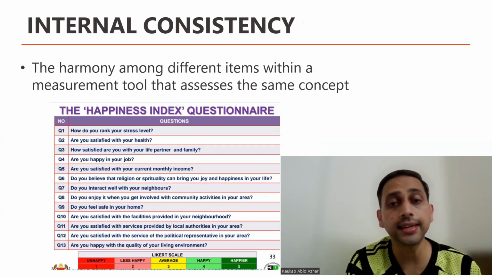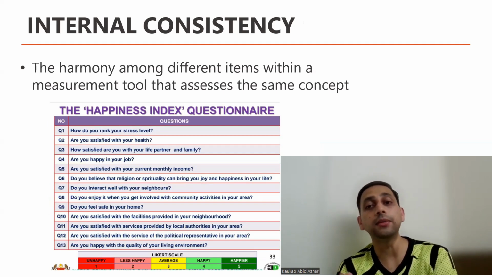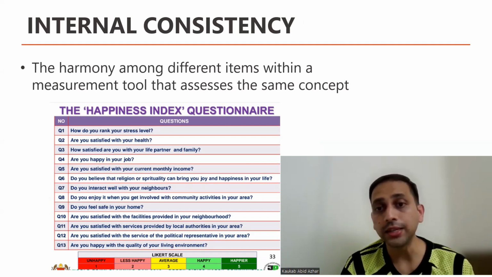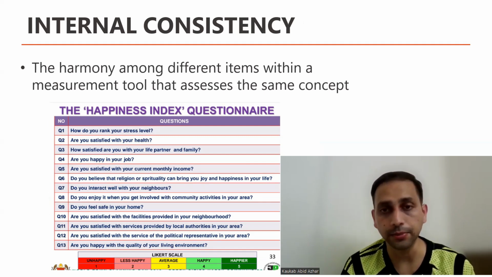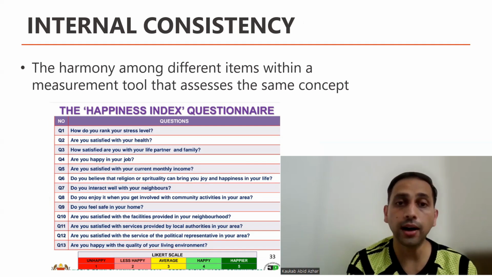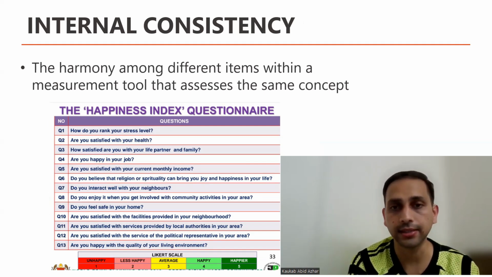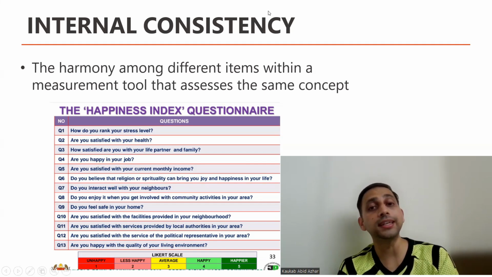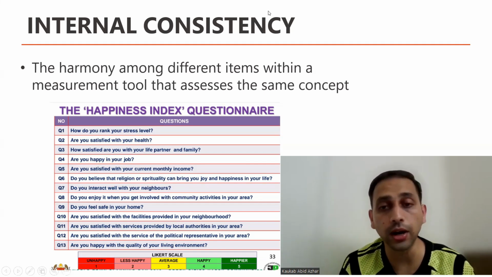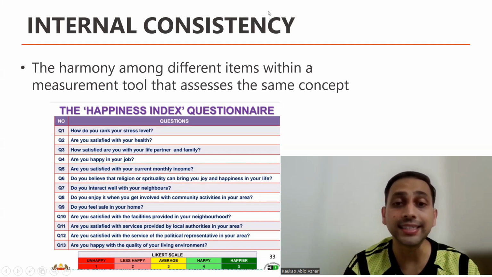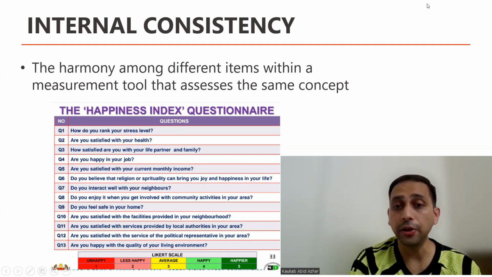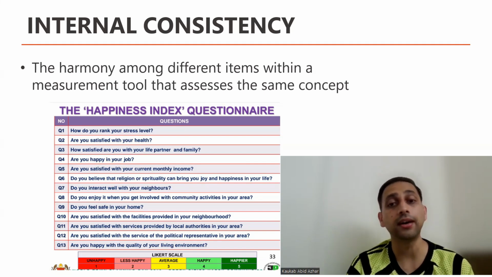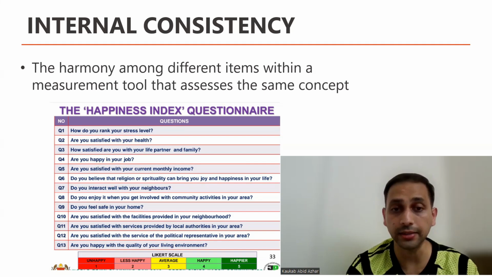Next is the internal consistency. Now, this checks the harmony among different items within a measurement tool that assesses the same concept. So, for instance, if you have a questionnaire with several questions measuring happiness, and all the answers consistently reflect happiness, this questionnaire would have high internal consistency. Now, this is important because it ensures that all parts of the measurement tool are working and they are assessing the same concept. If they are not, your measurement tool might give mixed or contradictory results, which could make it hard to interpret the data accurately.